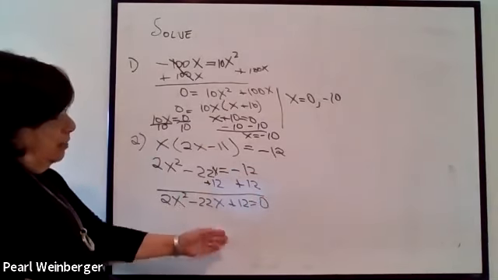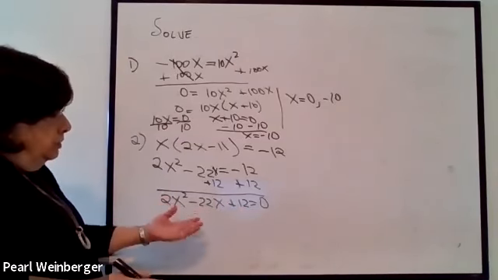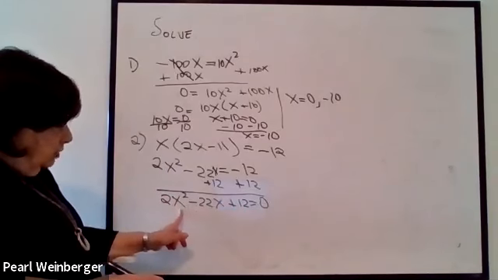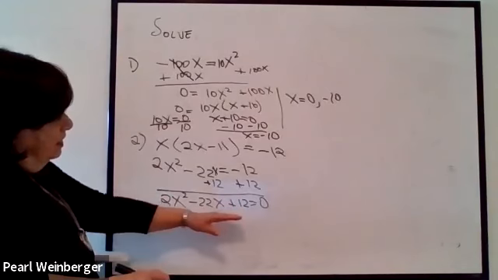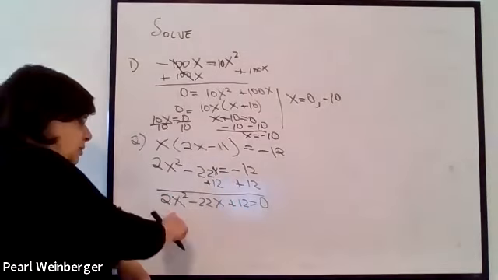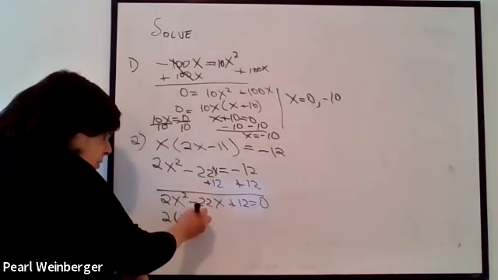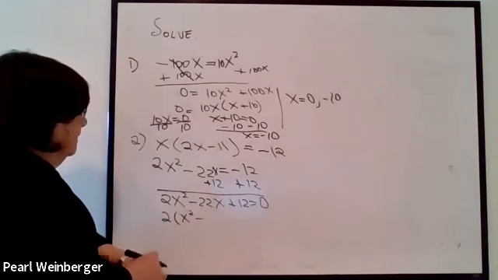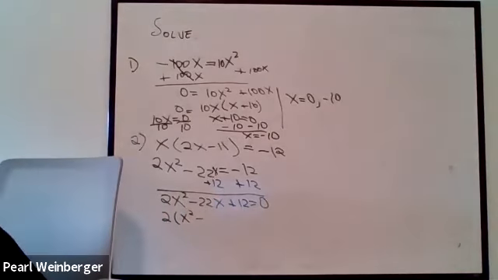Now I have a trinomial equal to 0. Once it's equal to 0, it's a quadratic because it has an x squared. So we're going to factor this. Again, I see there is a common factor, in this case 2. So I do 2 times x squared... I did something wrong here. I think I gave you the wrong problem.